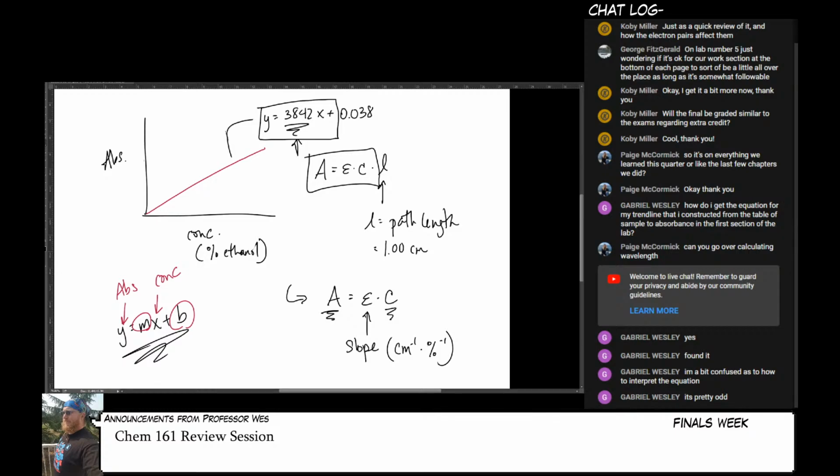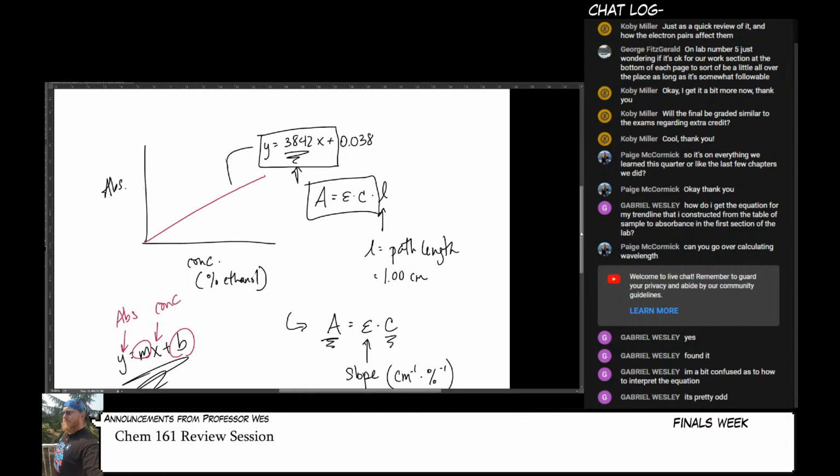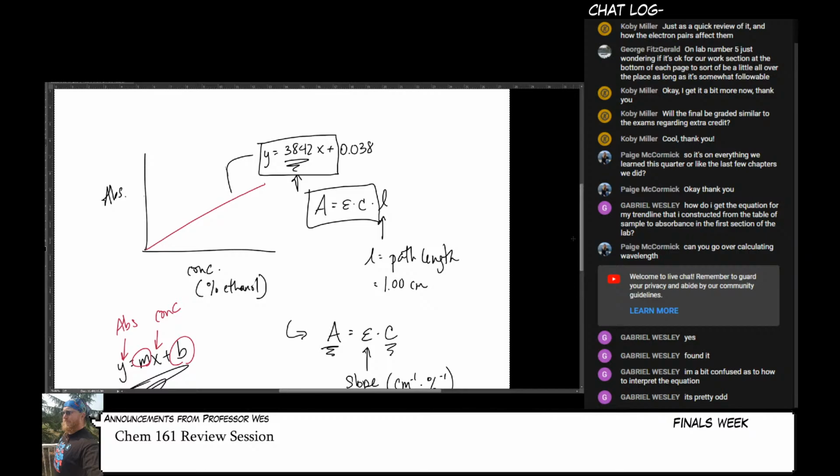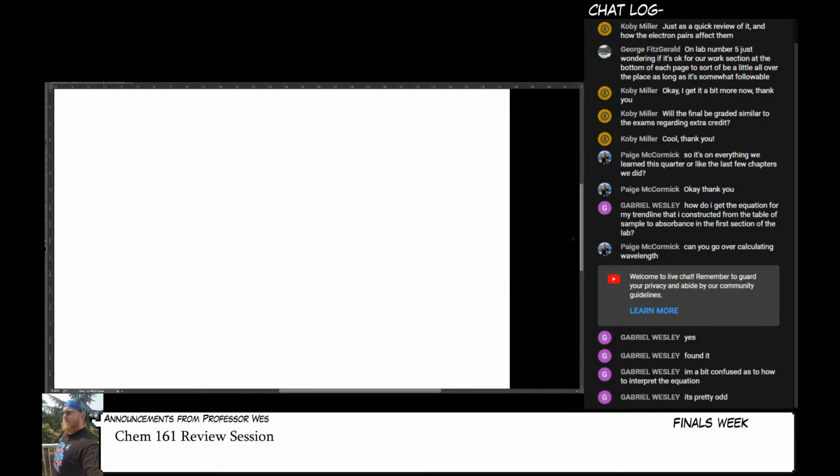All right. Other question was calculating wavelength. So, I need to hit clear again. And so for wavelength, you have two formulas, really. So E equals hc over lambda, which is the same as h times frequency. Or you have c equals lambda times frequency. And so wavelength's always going to be in meters.